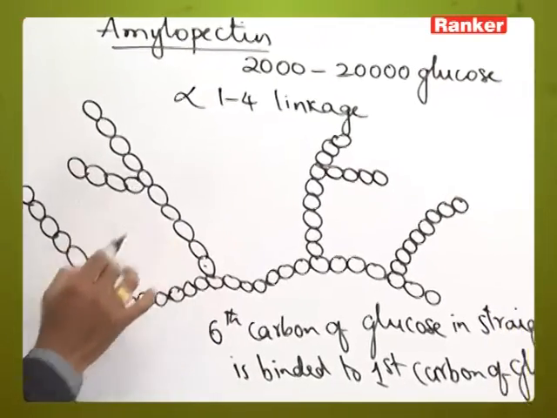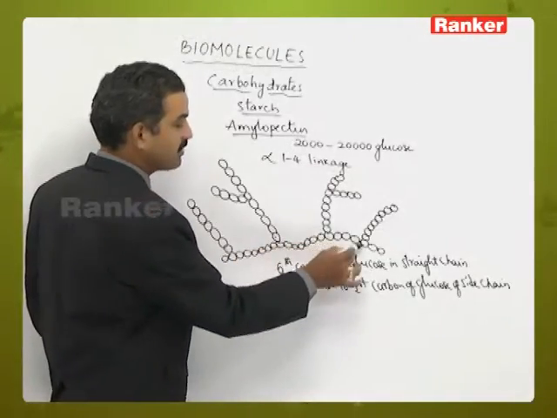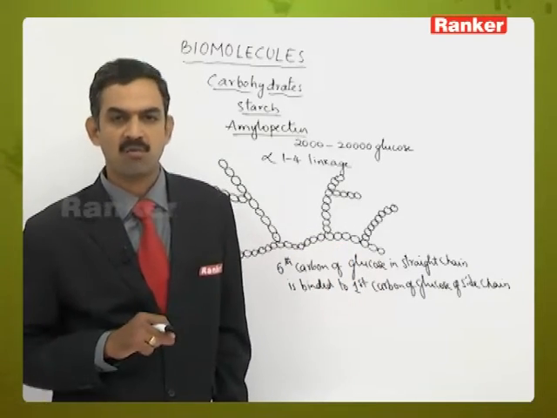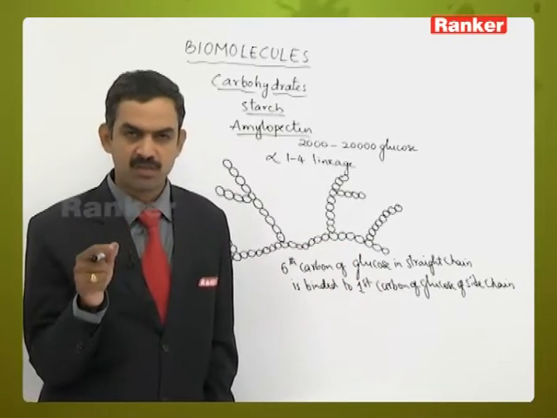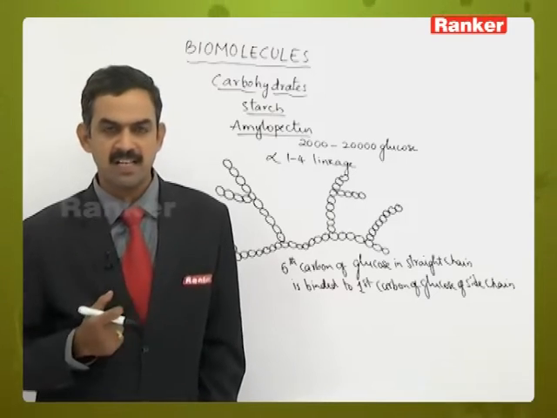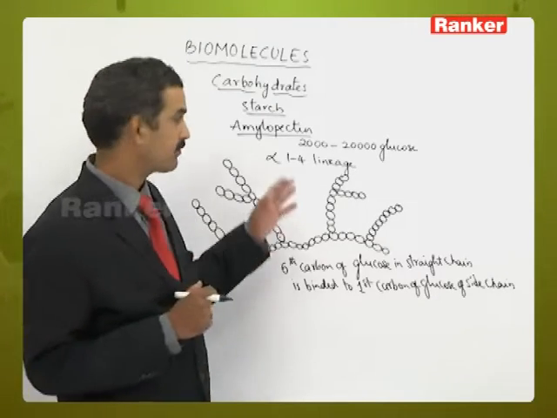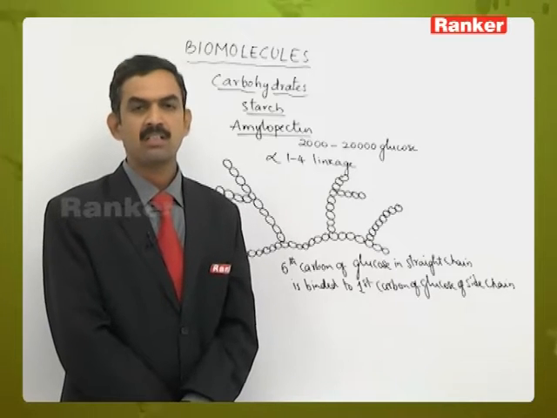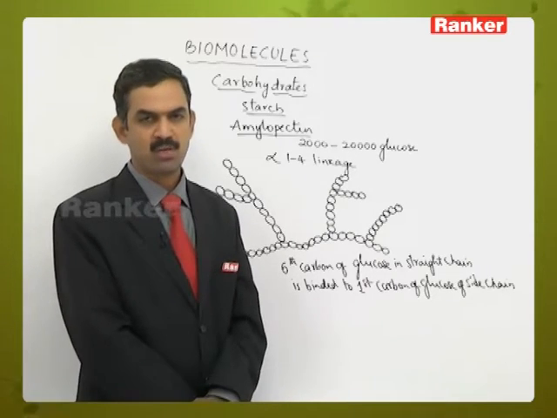So here also the same thing we can see. Here we can see both the alpha 1,4 linkages within the straight chain and alpha 1,6 linkages with the side chain present in the branched structure. So likewise, amylopectin is showing a little bit complex structure when compared to the amylose molecule.